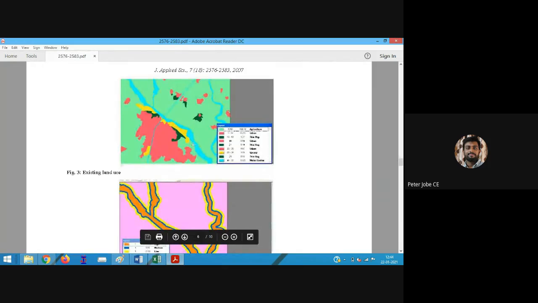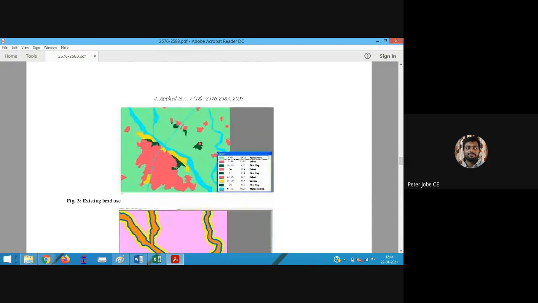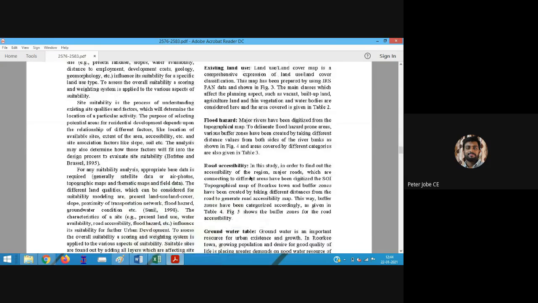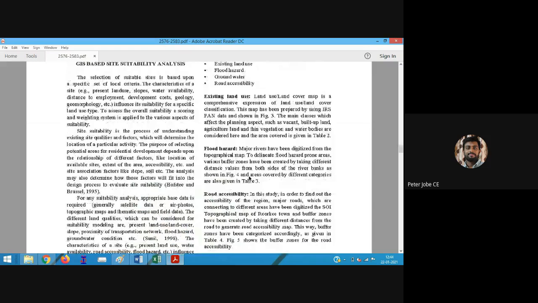So if you see here, some might be existing buildings, might be the vegetation. There are some water bodies, there are some vacant areas. So this is actually the land use pattern, how the land is being used over the years. So this map is also actually prepared.